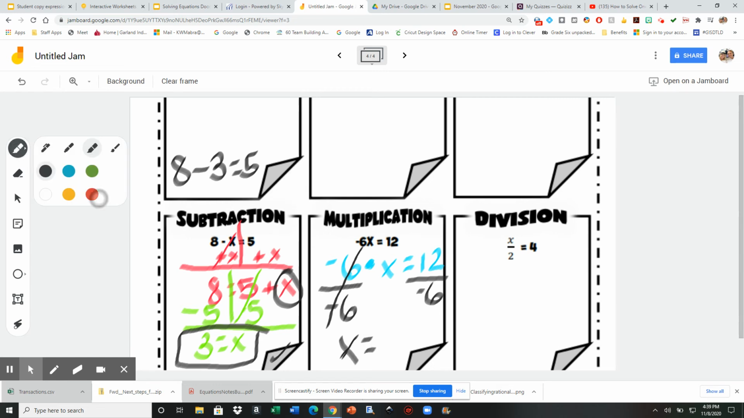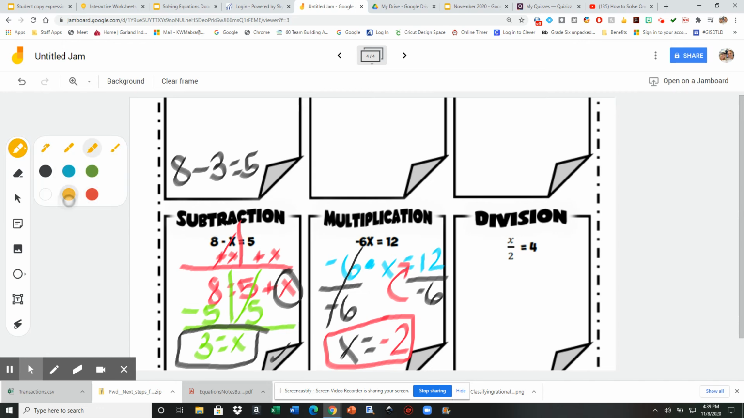And what we have to do now is divide negative 6 into 12, or 12 divided by negative 6. How many times does negative 6 go into positive 12? It's going to go negative 2. And how do you know? Remember Dorito Man, a negative times a negative is a positive.